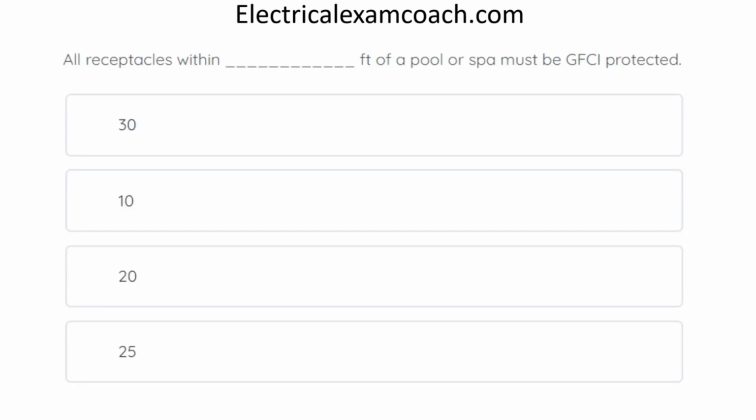All receptacles within blank feet of a pool or spa must be GFCI protected. The correct answer is 20 feet. We're going to use our keyword and index process to find this answer.